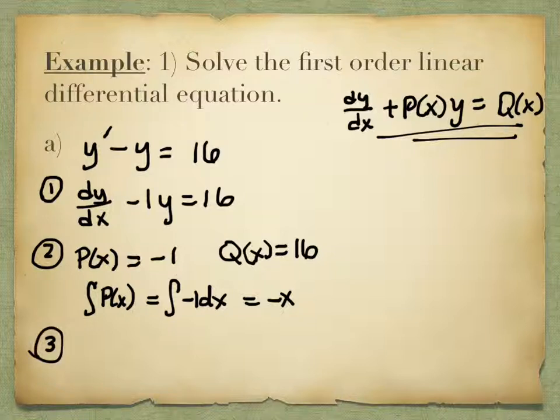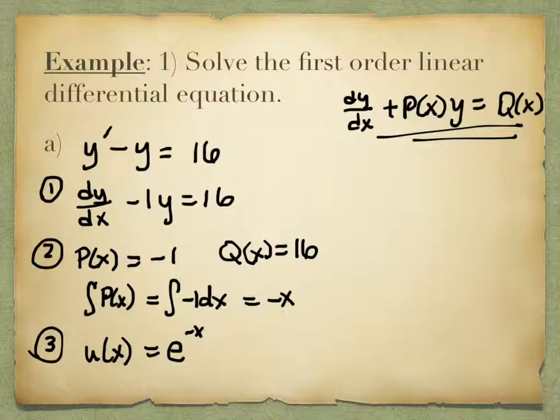Step 3 is taking e and raising it to that power. Hang on, let me write it in the form that they do. This is going to be identified as u of x. It's taking that e and raising it to the value that I got in step 2. So u of x is actually e to the negative x. So far, so good?